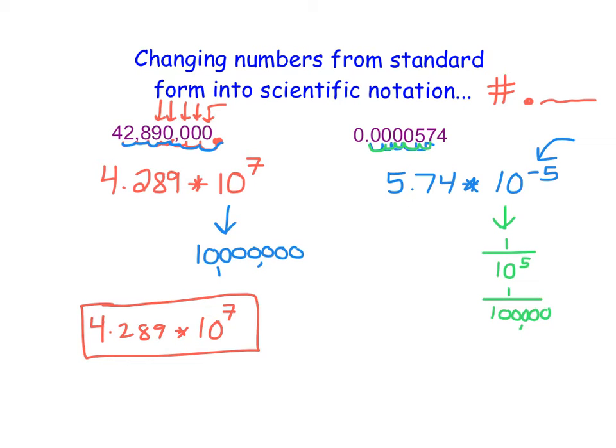So notice how when we multiplied by 10 to the positive power, that represents a very, very large number. And when we multiply by something that's 10 to a negative number, that represents a very, very small number, a number that's very, very close to 0.